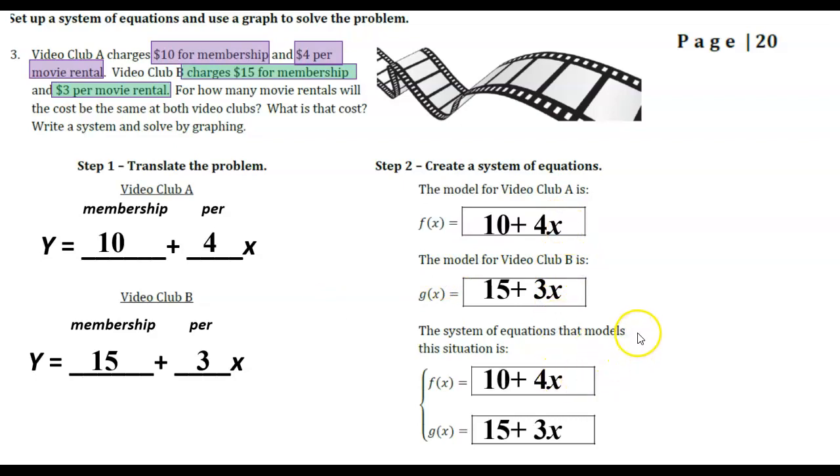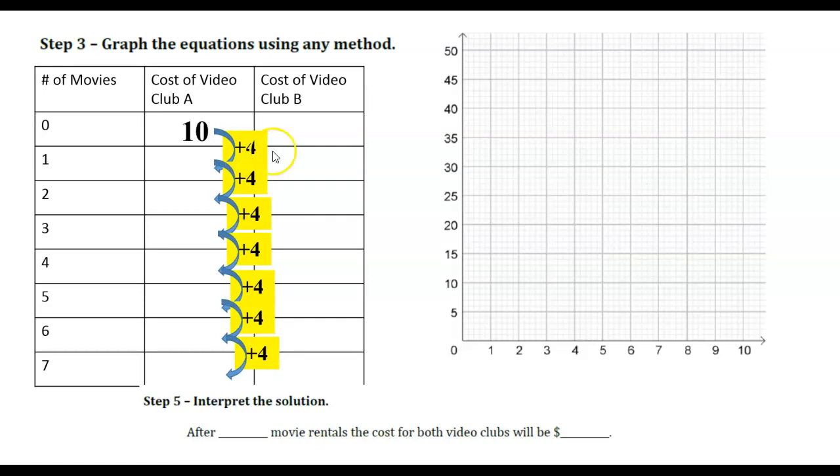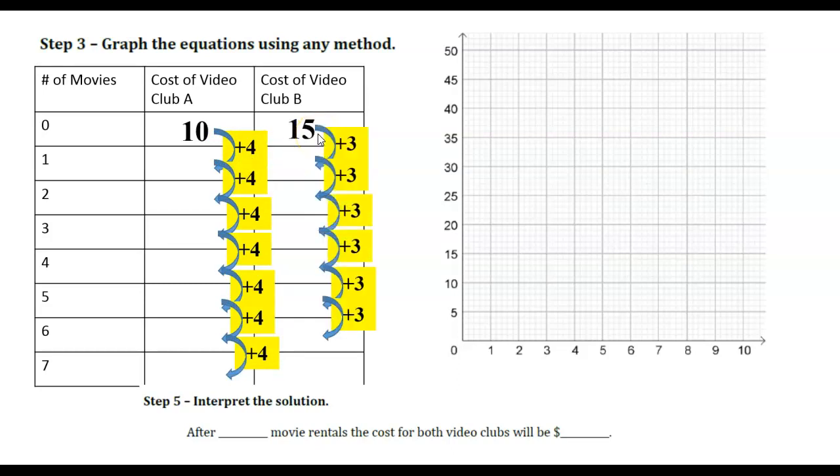The next thing we're going to do is use a graph to see what cost would be the same for both videos. So here it's $10 to start, and we're going to continue to add 4 to fill in the rest of this table. $15 to start, and we'll add 3 for the rest of this table and see at what point they will be the same. And unpause.